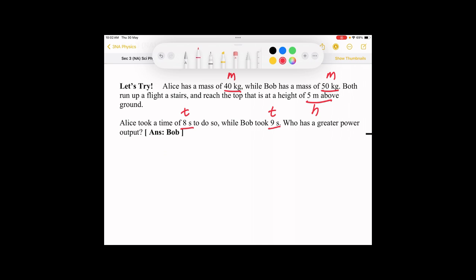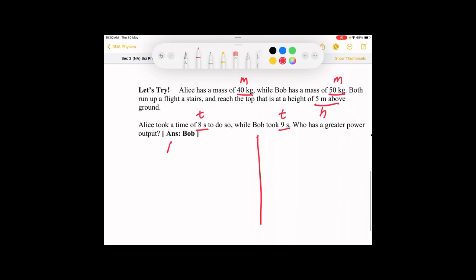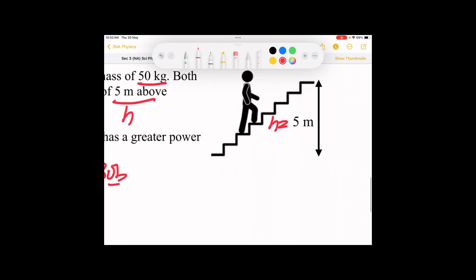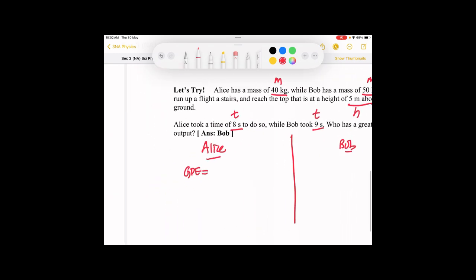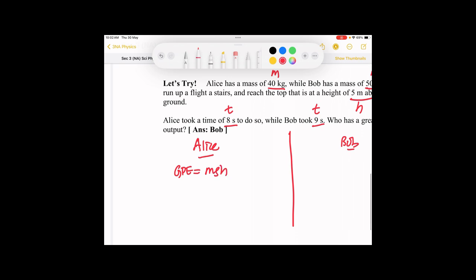Okay, we can separately calculate them. So first case here, Alice, and then we do so for Bob. The GPE that she gained after she climbed up that flight of stairs is mgh. For her, the mass is 40 kg times 10 because of Earth times the height of 5 meters. That gives you 2000 joules.